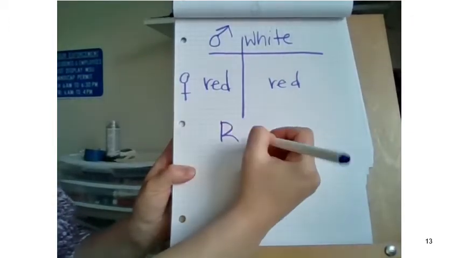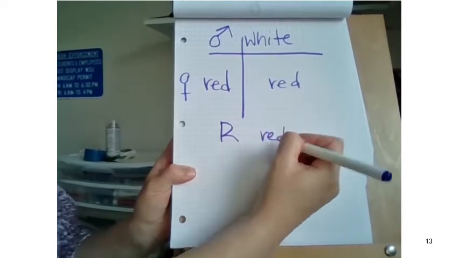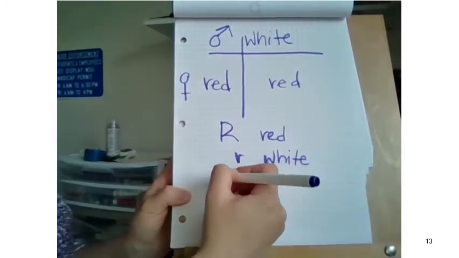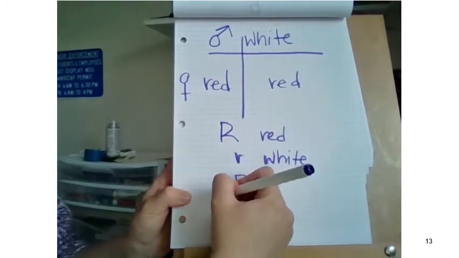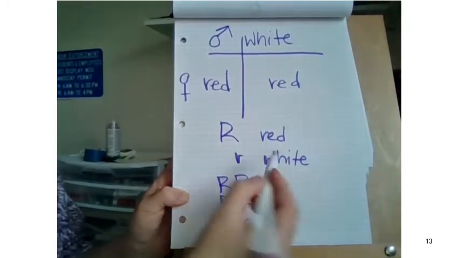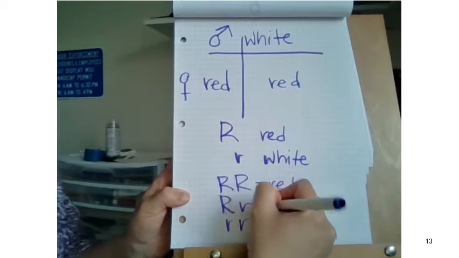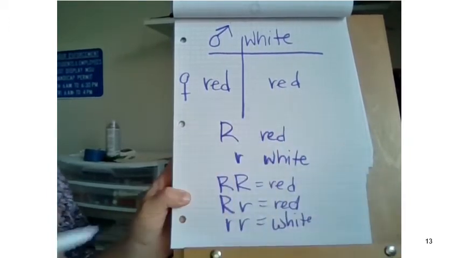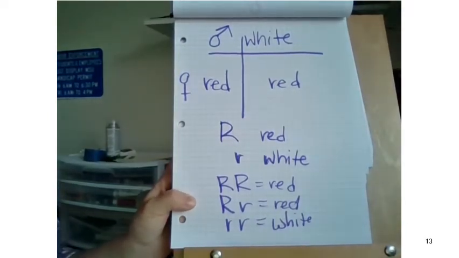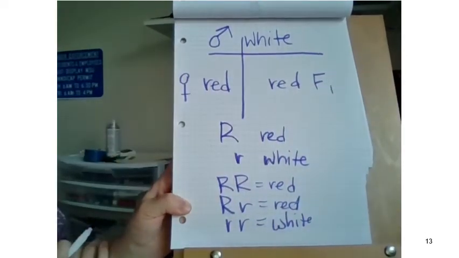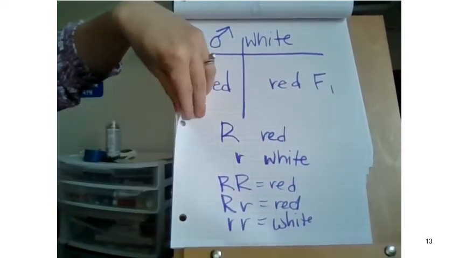So I'm going to draw capital R as red eyes and little r as white eyes. And so we know that you have these different combinations that you can get. Red eyes, and one opportunity for white eyes. Next, what he did was he took this F1 generation and he incrossed them, just like in other studies that we've seen with Mendel.